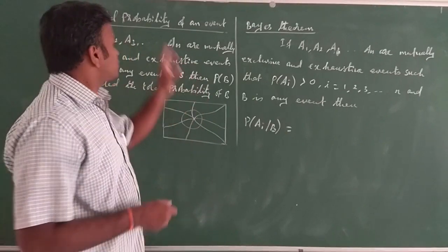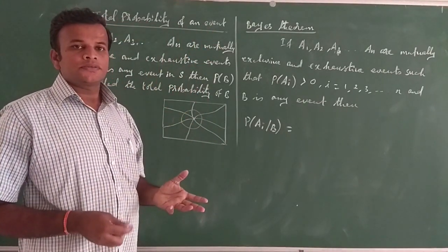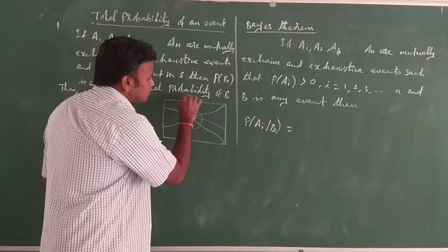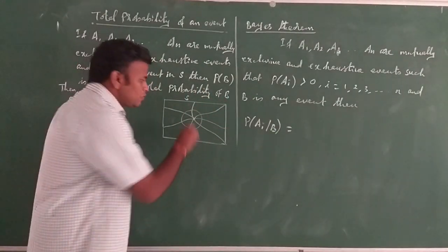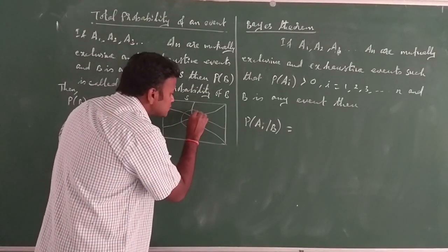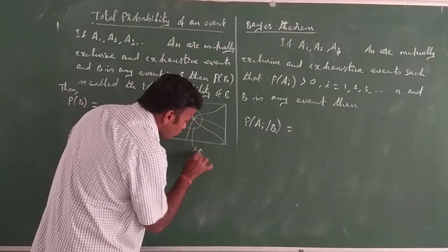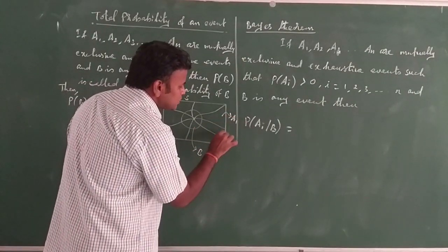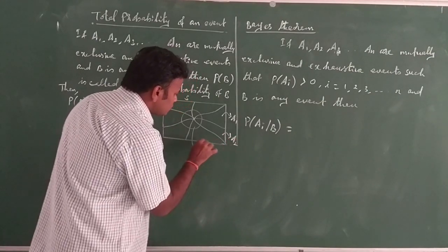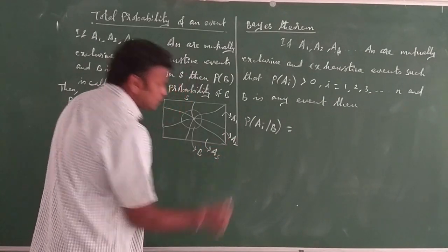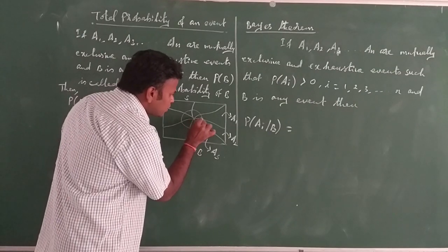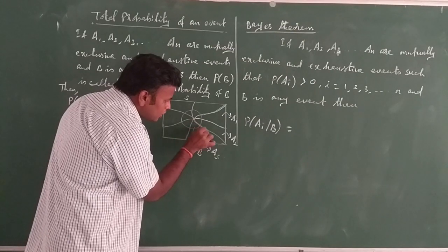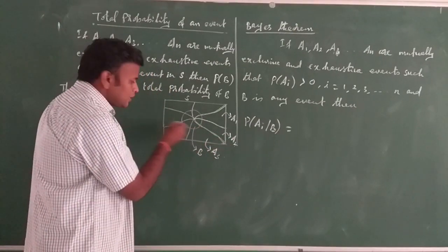So first we see the concept, the total probability of an event. For understanding, I will draw one diagram. The full box is a sample space. We draw one circle, it is fully one event B. And outside there are so many events. I will name them A1, A2, A3. That means this part is A1 and that part is A2, this part is A3.